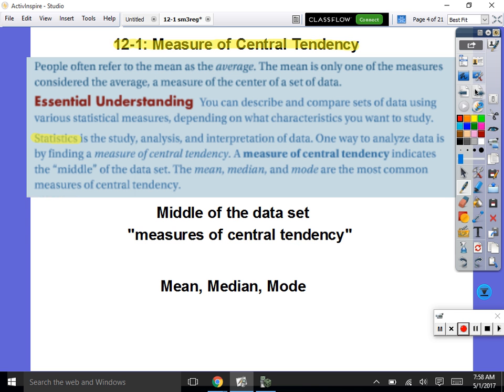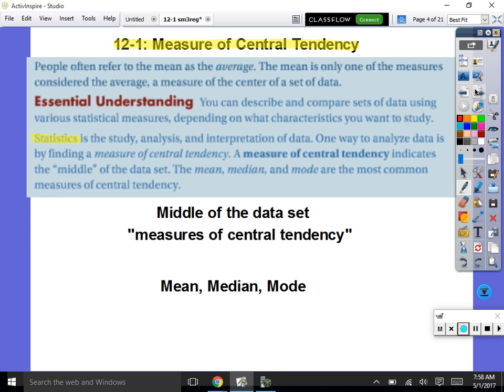various statistical measures, depending on what characteristics you want to study. So that's what makes statistics hard. There's not one right answer. You're looking at data and you're making an inference, you're making a conclusion based on what you see from that. So statistics is the study, analysis, and interpretation of data.